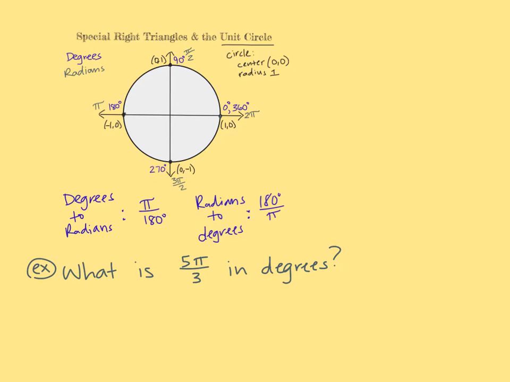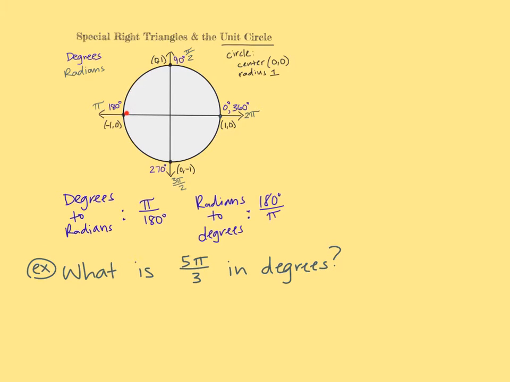Okay, let's try going the other way. So we're going to start with a measurement in radians and figure out how many degrees it is. 5 pi over 3. This is larger than a whole pi, right? It's 5/3 of a pi. And so it's definitely more than a pi. So this is like 3/3 of a pi, right?